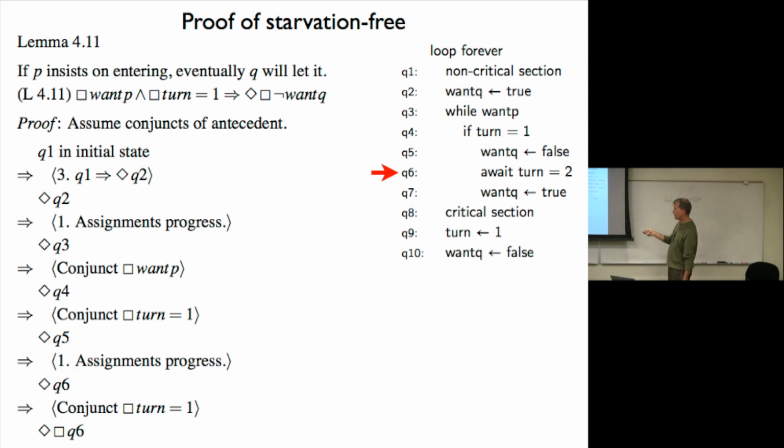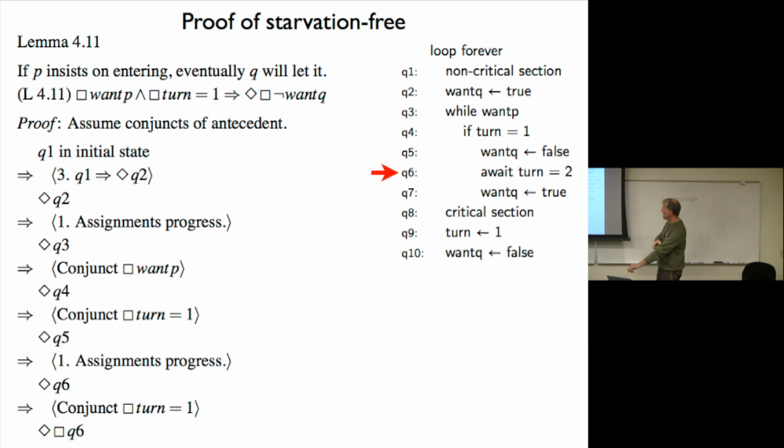So what do we have? Eventually always Q6. Is everybody with me on that? Because we eventually got to Q6 and under these assumptions, always want P and always turn equals 1, we will be there forever. So eventually always Q6. Is everybody good?